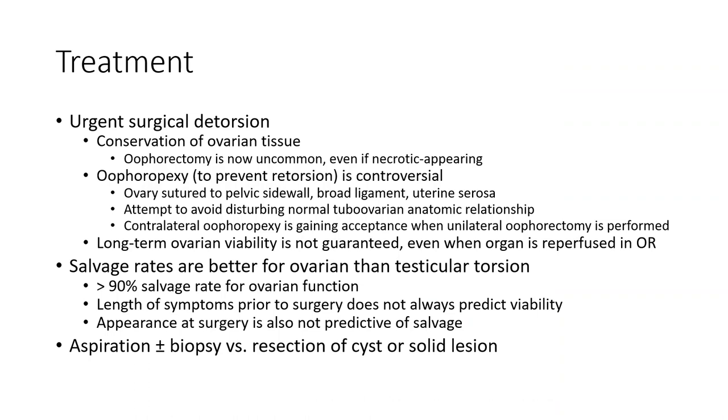Treatment: urgent surgical detorsion. Conservation of ovarian tissue. Oophorectomy is now uncommon, even if the ovary appears necrotic. Oophoropexy is controversial: ovary suture to the pelvic side wall, broad ligament, or uterine serosa. Attempt to avoid disturbing normal tubo-ovarian anatomy and relationship.